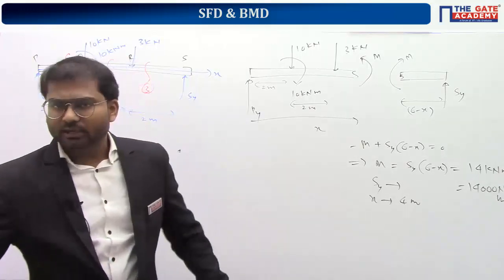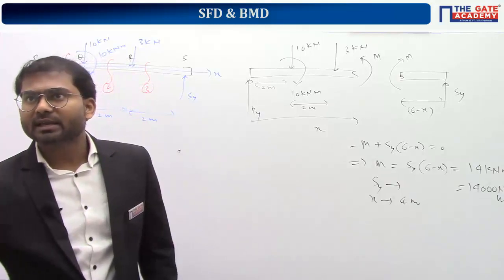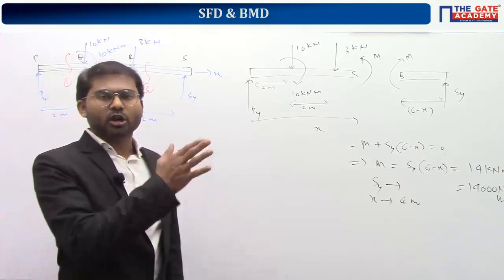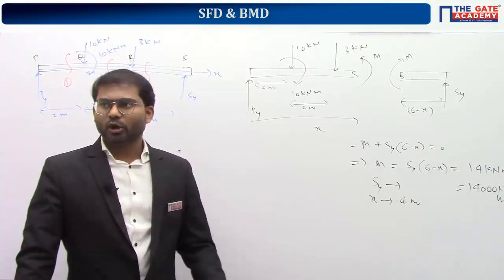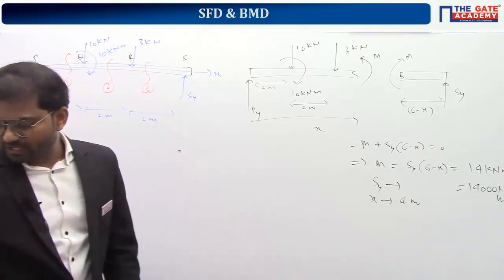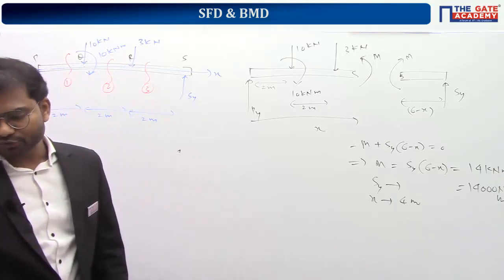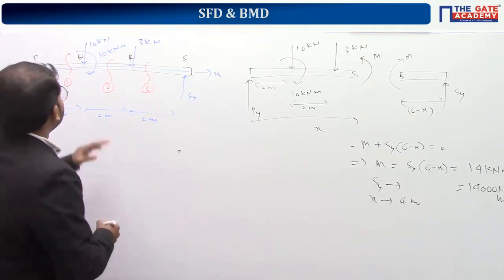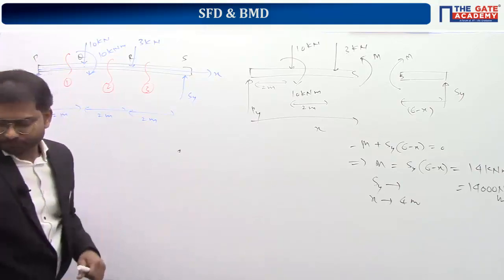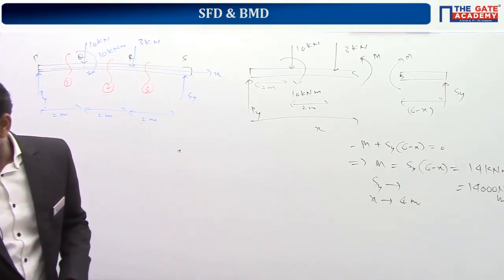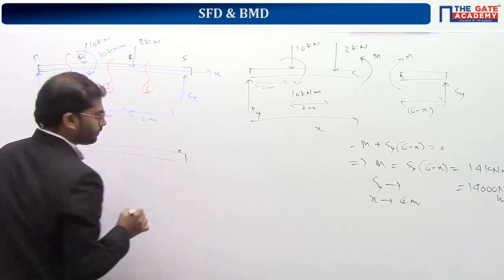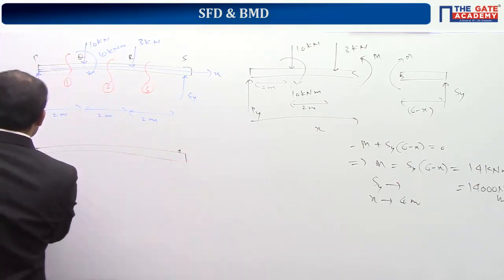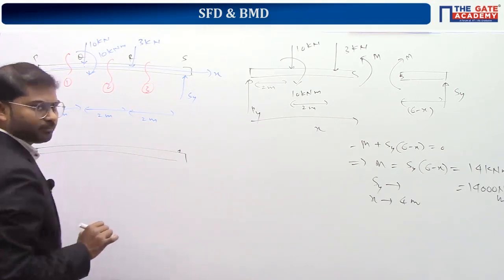Clear? Let's come back to the doubt by Ankit here. Ankit is asking how to draw the variation of the normal force diagram. In this one, I am drawing the normal force values here. There is this beam like this. Due to the hinge at P, there will be Px.